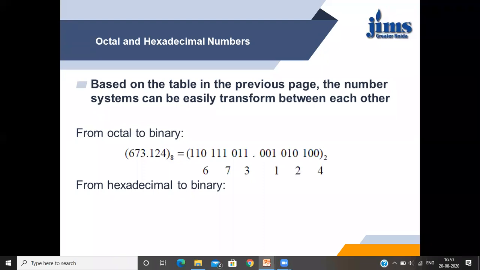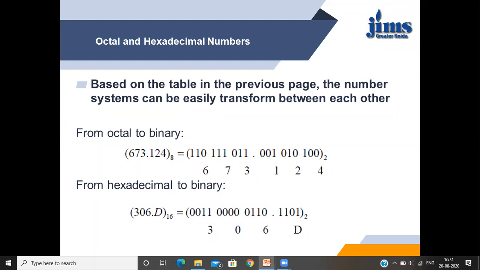As we require 4 bits to represent a hexadecimal digit, suppose we have given an example: 306.D base 16. This hexadecimal number is to be converted into a binary number. What we do is represent each digit by its 4-bit equivalent binary number. So 3 is represented by 0011, 0 is represented by 0000, 6 is represented by 0110, and D is represented by 1101. D is 13, so 13 is represented by 1101. So this hexadecimal number is directly converted into the binary number.